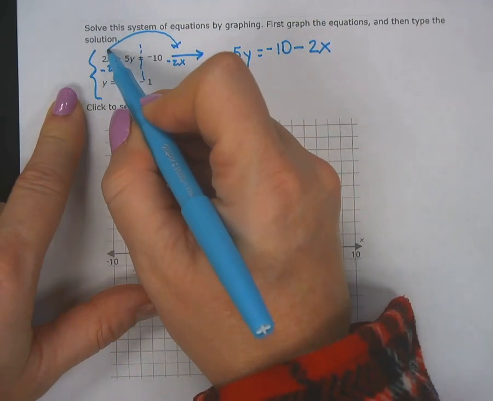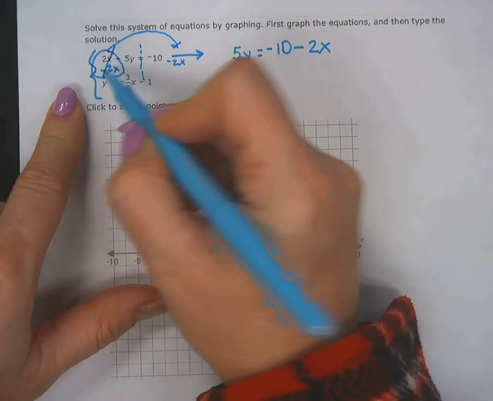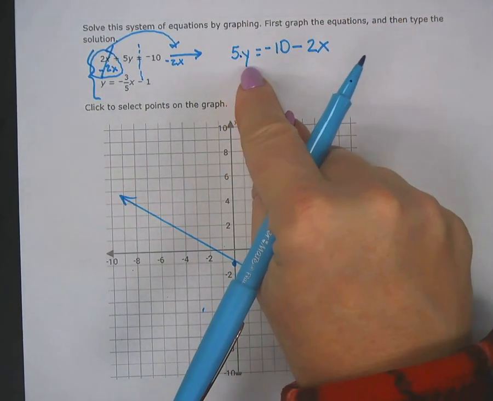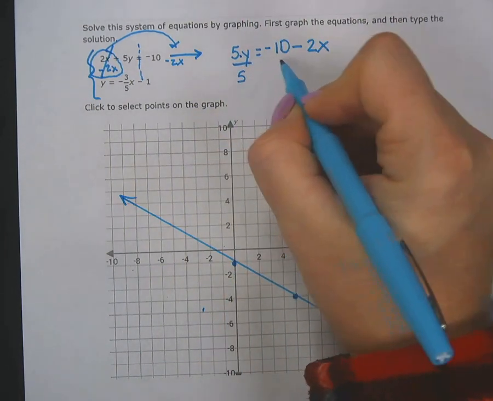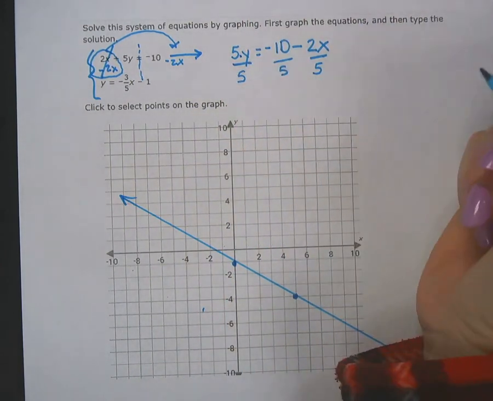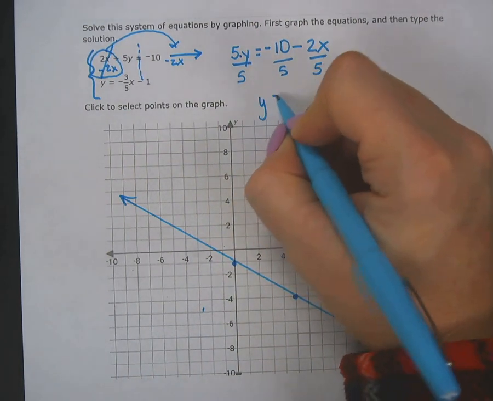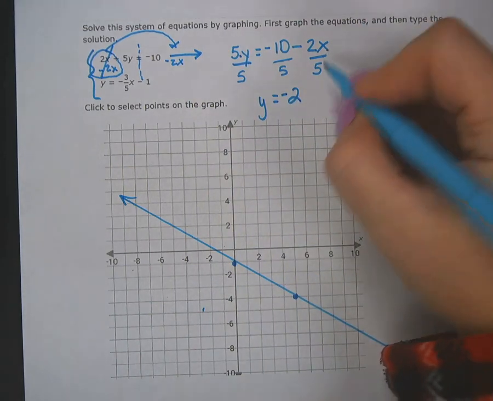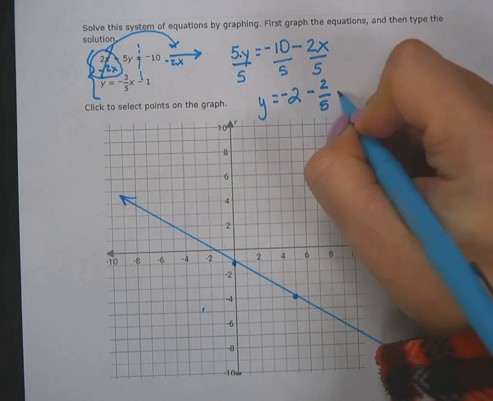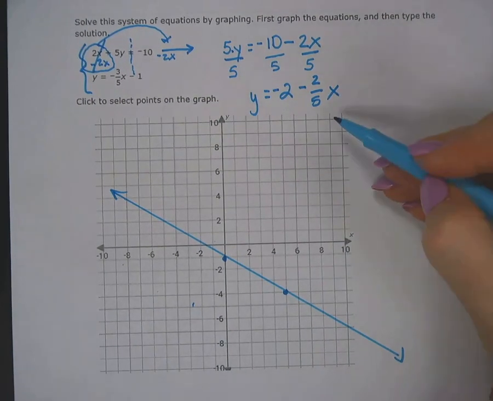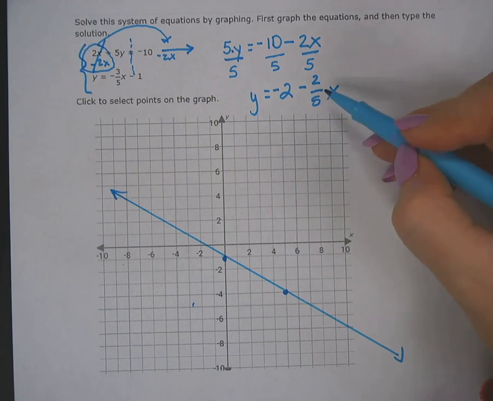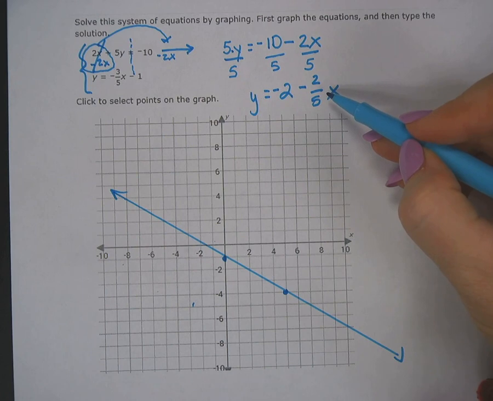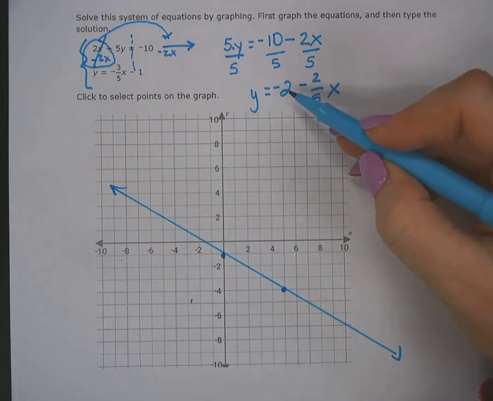Just as a review, when you subtract 2x from positive 2x, those cancel. And the last step is to get y by itself, we have to undo multiplying by 5, which means we have to divide everything by 5. So we get y equals negative 10 divided by 5 is negative 2, and negative 2x divided by 5 is negative 2/5 x. So now this equation is in slope-intercept form. The slope is the value that's attached to the x. So we have a slope of negative 2/5, and this has a y-intercept of negative 2.